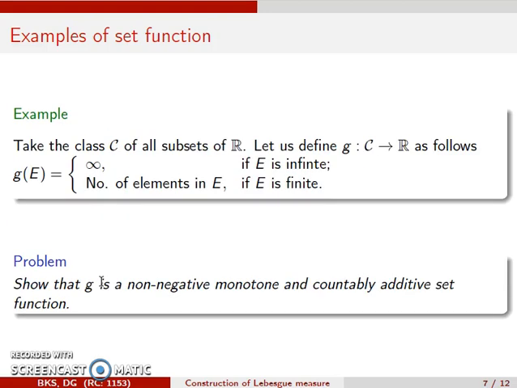The second example is on the class C of all subsets of R, and we define a function Z on C by Z of E is equal to plus infinity if E is infinite, and is equal to the number of elements in E if E is finite. So we leave another problem for the learners: Z is a non-negative, monotonic and countably additive set function.